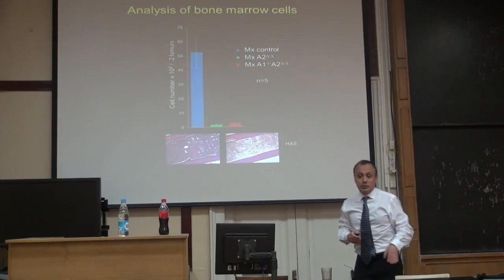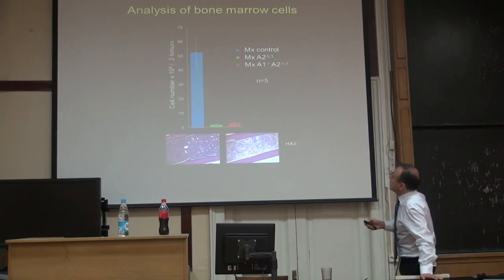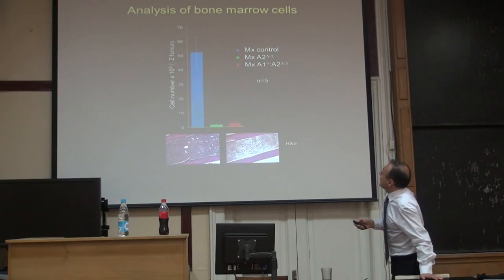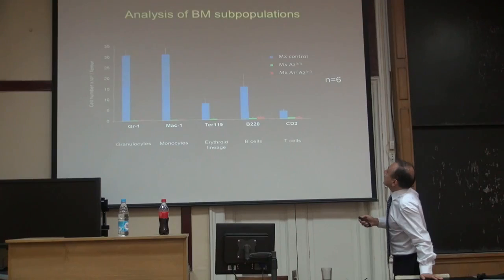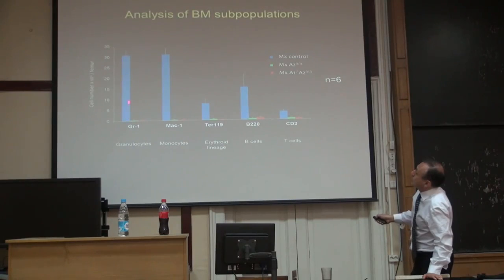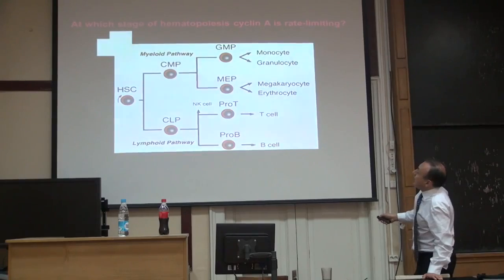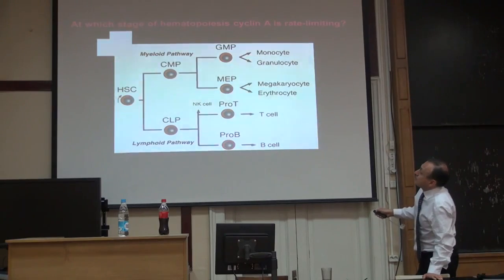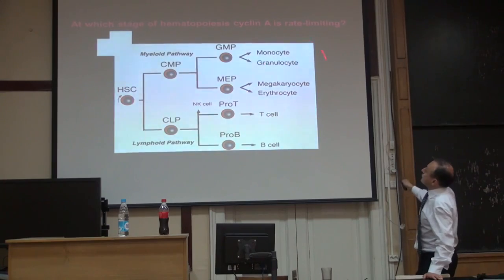Well, these cells stop proliferating. This is just a bone marrow showing that all populations from bone marrow are gone. These are granulocytes, this is macrophages, these are erythroid cells. In the bone marrow, all the cells are generated from hematopoietic stem cells, which generate common myeloid progenitors, granulocyte, macrophage, monocyte progenitors, and then more differentiated cells.